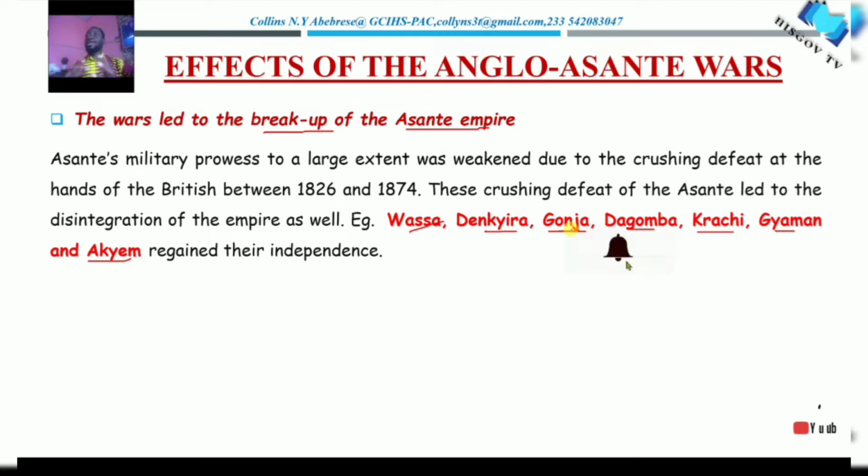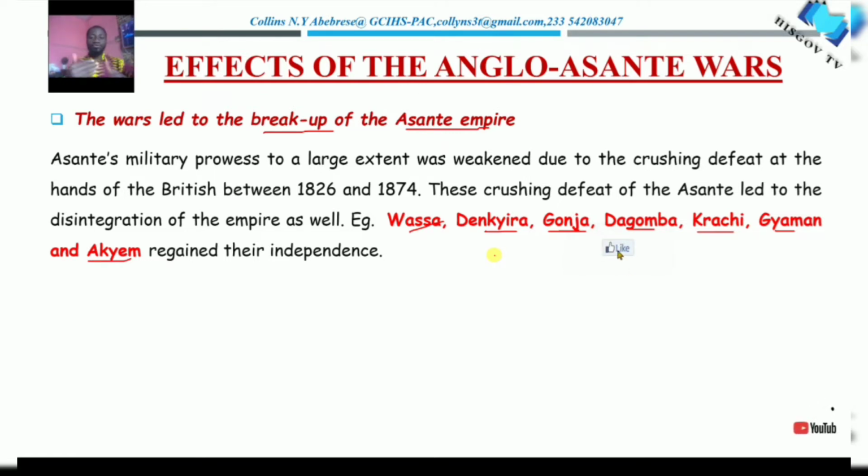Now, an empire is different from a state. An empire consists of many states. So the Wassa state, the Dentra state, the Gonja state, the Krachi state, the German state, the Achim state, all of them were part of the empire. So the Ashanti or the Asantehene ruled all these areas.